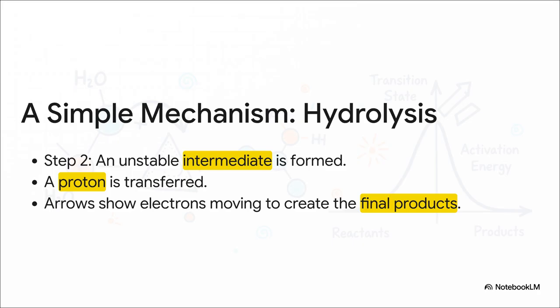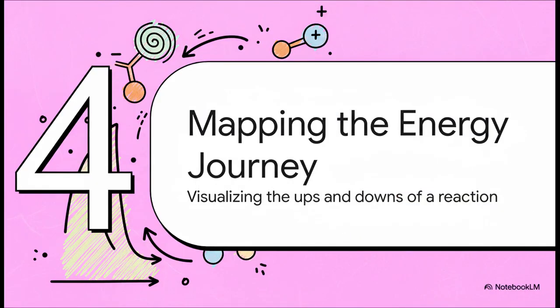So in step 2, after a quick proton gets shuffled around, those electrons collapse back down, reforming the double bond and kicking out another part of the molecule. The final arrows show this whole rearrangement, and boom, we have our stable, final products. The dance is complete.